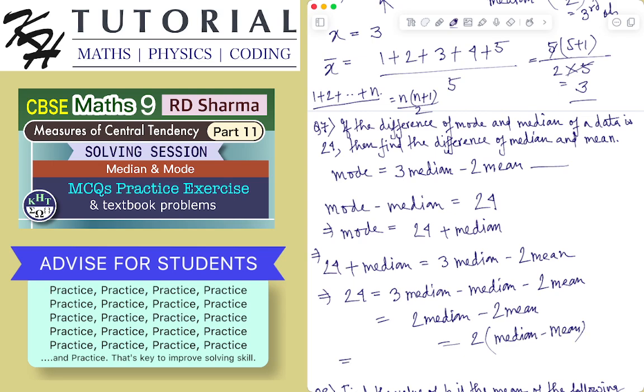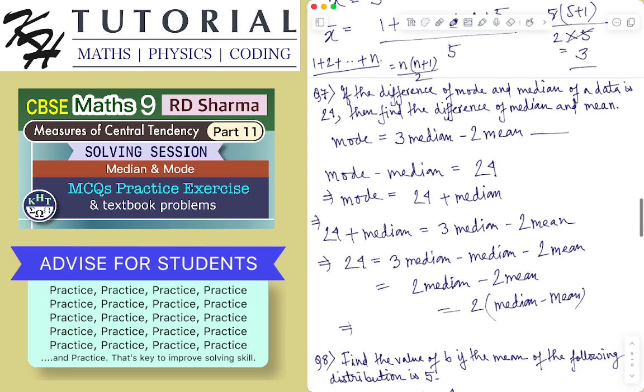So this implies that the difference of median and mean, median minus mean, is equal to 24 divided by 2, which is equal to 12. So the difference of median and mean is 12.